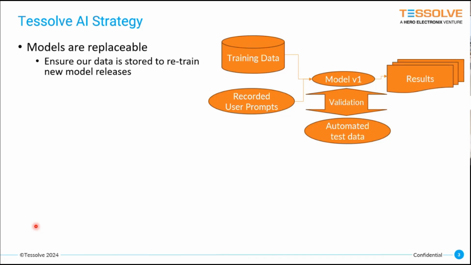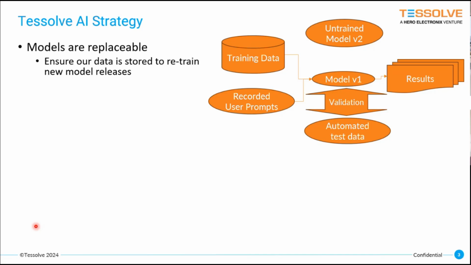We do this by having a database of training data. We record our user prompts. The user prompts are really important to us during the training process, so that's why we record them. That means we can automatically replay them. We validate it through an automated test database, and then once we've done that, we can start generating the results. We can start making predictions, generating feature lists, and generating cover points.